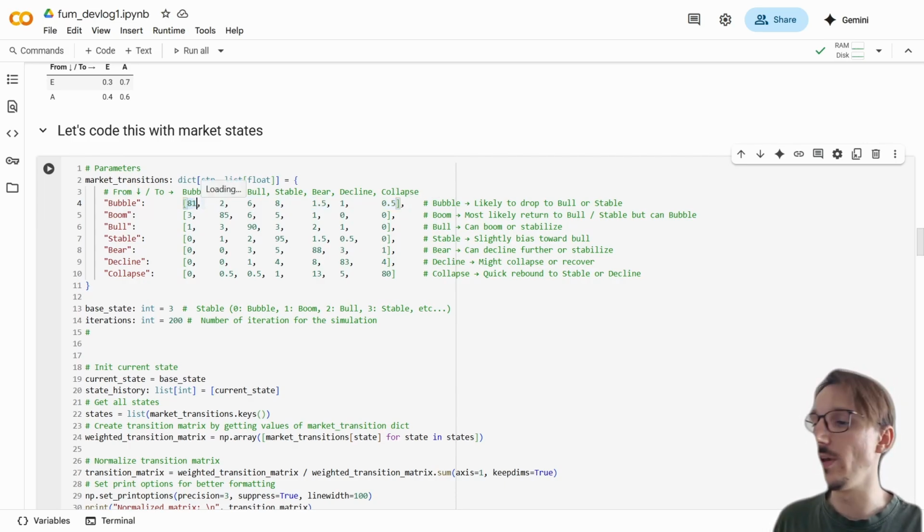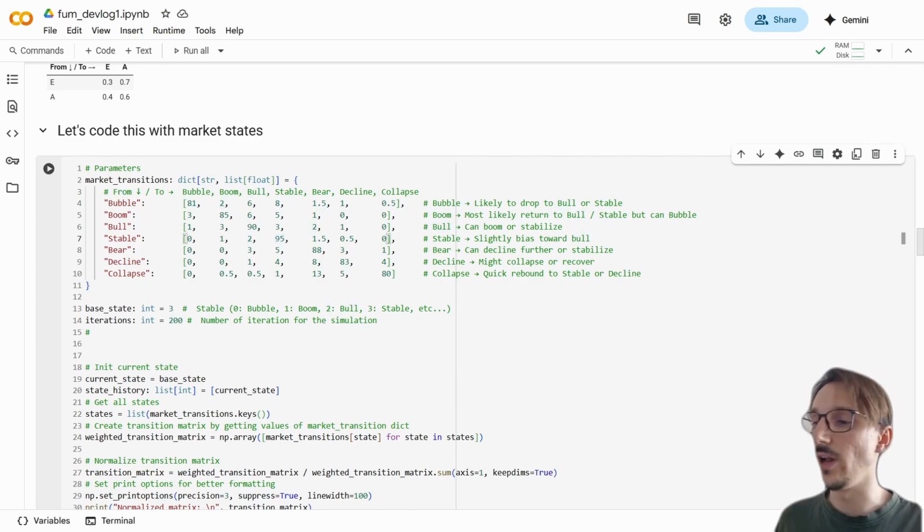You can see with the diagonal here that all the states have a high chance of going back to their own state. For example, the stable state has a 95% chance of staying in the stable state, while it has only a 2% chance of going into a bull state.